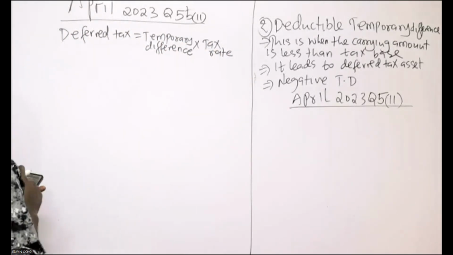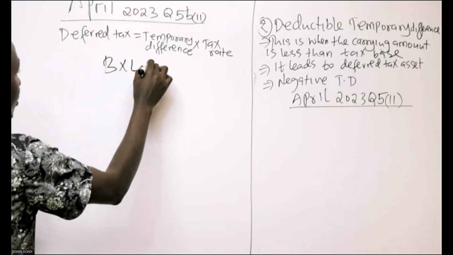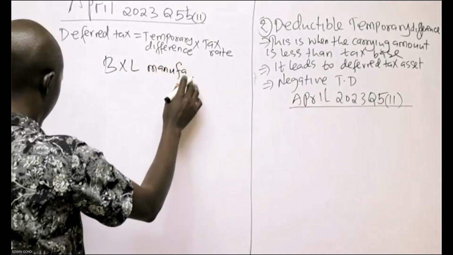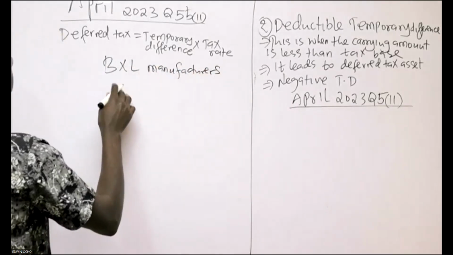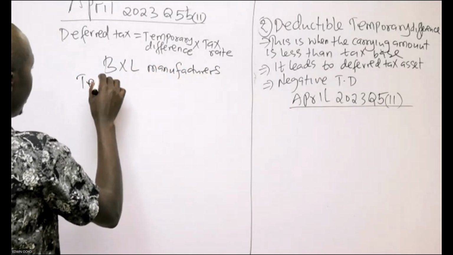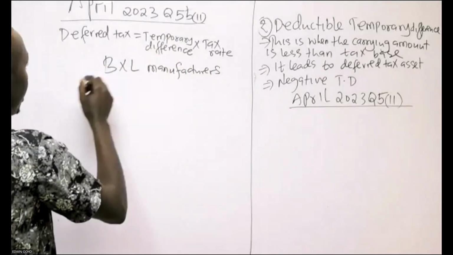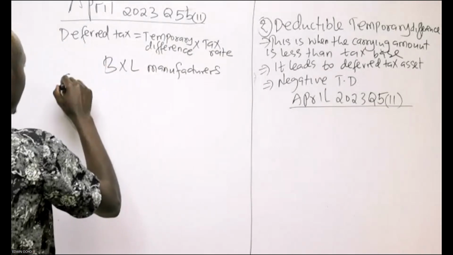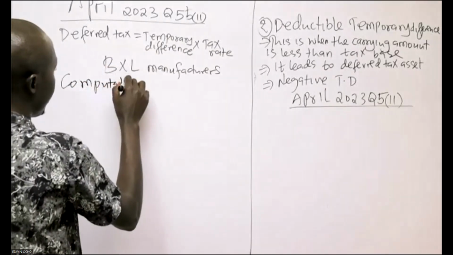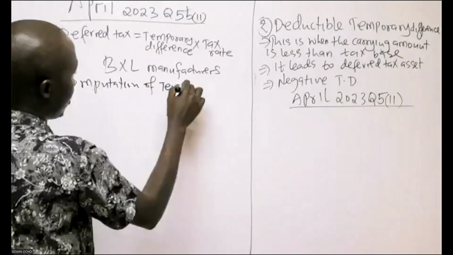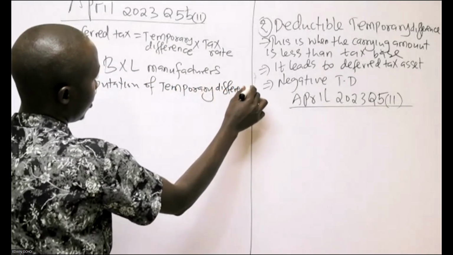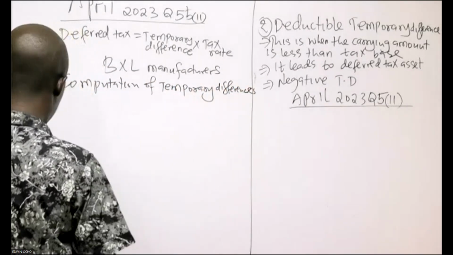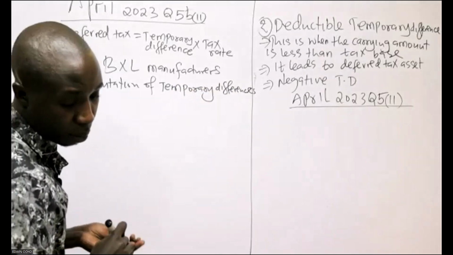So this question is that of BXL manufacturers. Computation of temporal difference, because once we have temporal difference, we multiply with tax rates. You'll give me around a minute, then we continue.